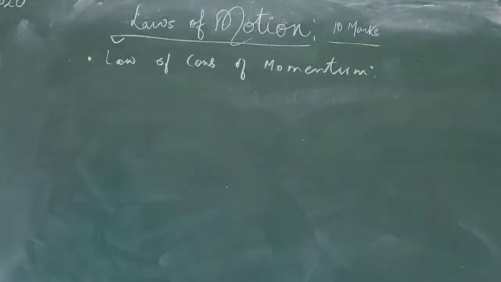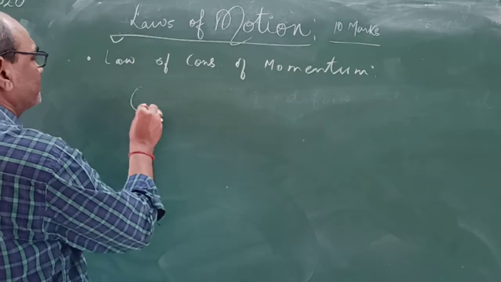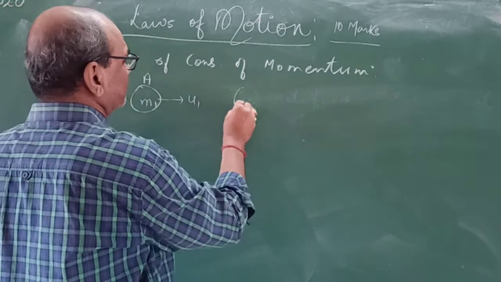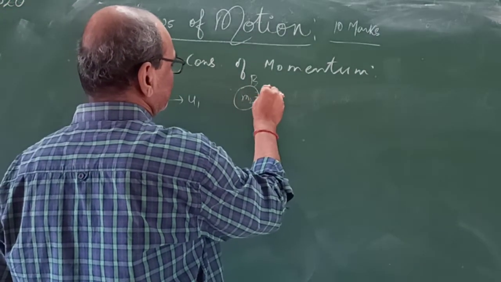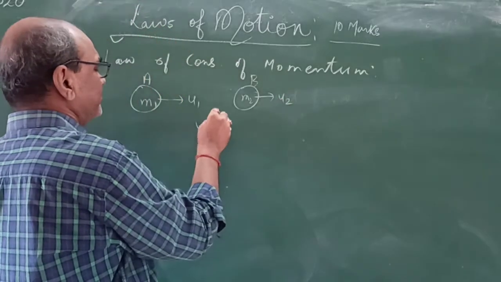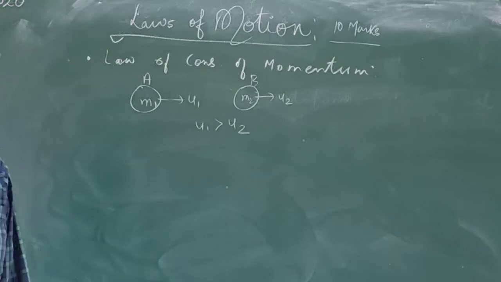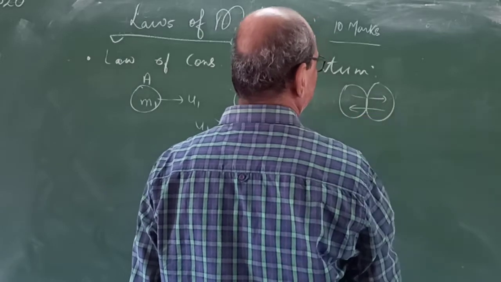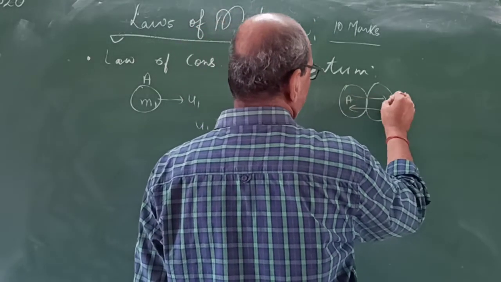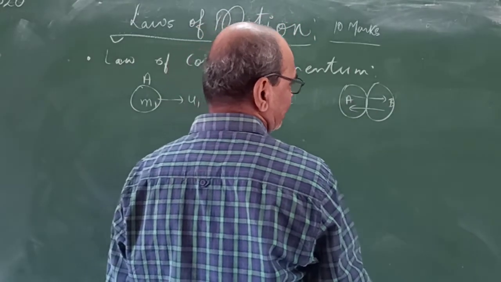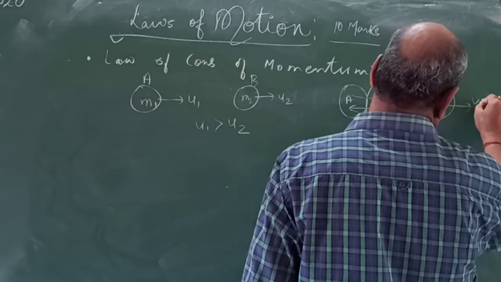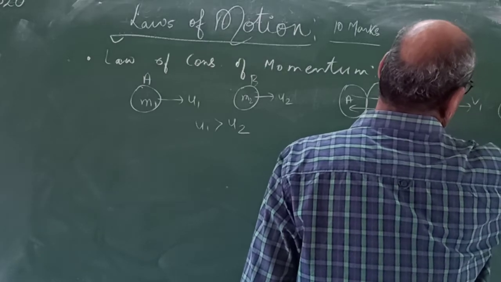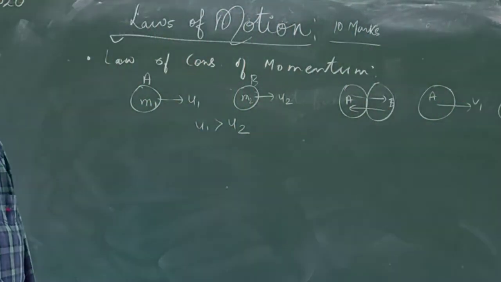Let there be two bodies: body A of mass m1 moving with initial velocity u1, and body B of mass m2 moving with initial velocity u2. They will collide if u1 is greater than u2. Body A exerts a force on body B, and body B also exerts a force on body A, equal in magnitude and opposite in direction. After collision, they separate, and body A and body B move with velocities v1 and v2 respectively.